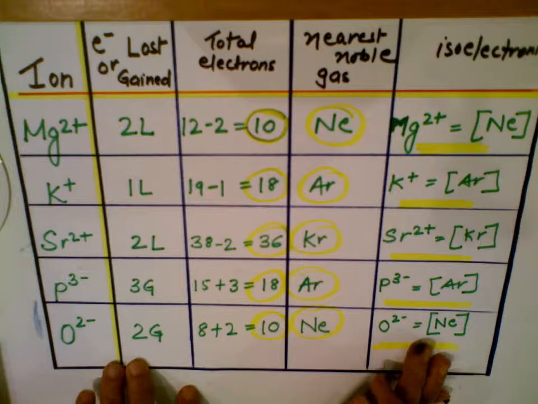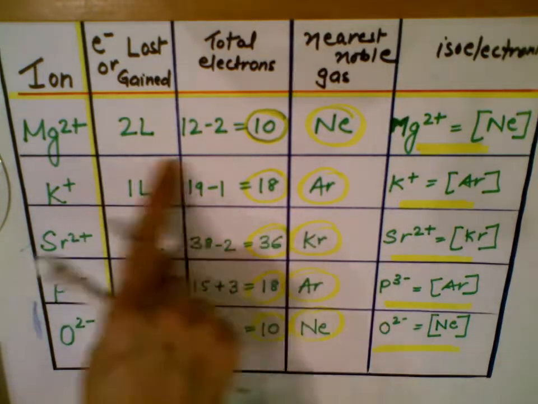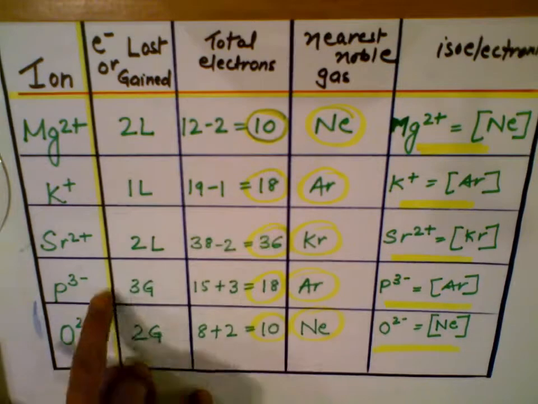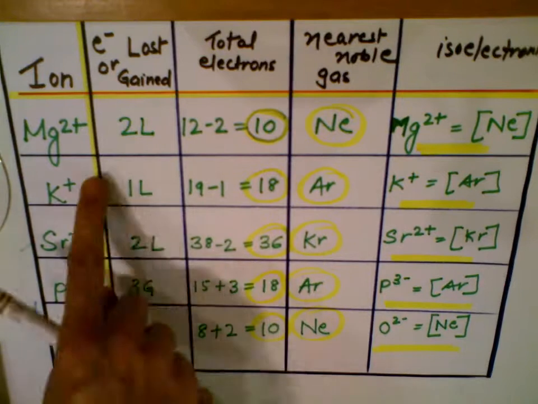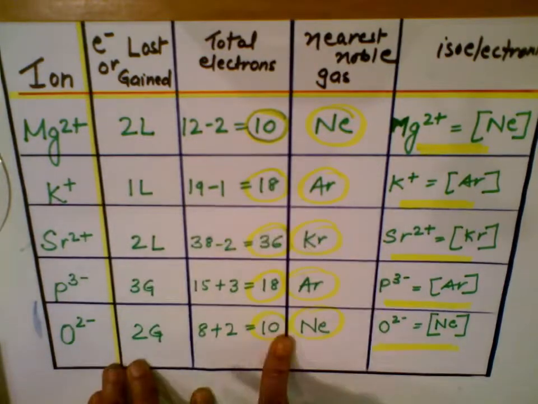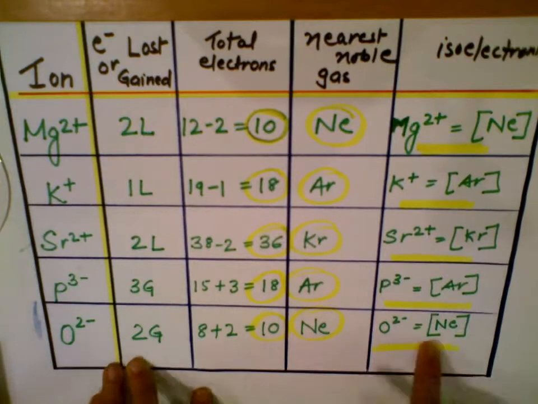To obtain the same configuration as the nearest noble gas. So you will be writing the electron configuration of all these ions. Please practice writing the electron configuration of all these ions. Here I have just shown you the number of electrons in these ions, and which noble gases they are isoelectronic with.